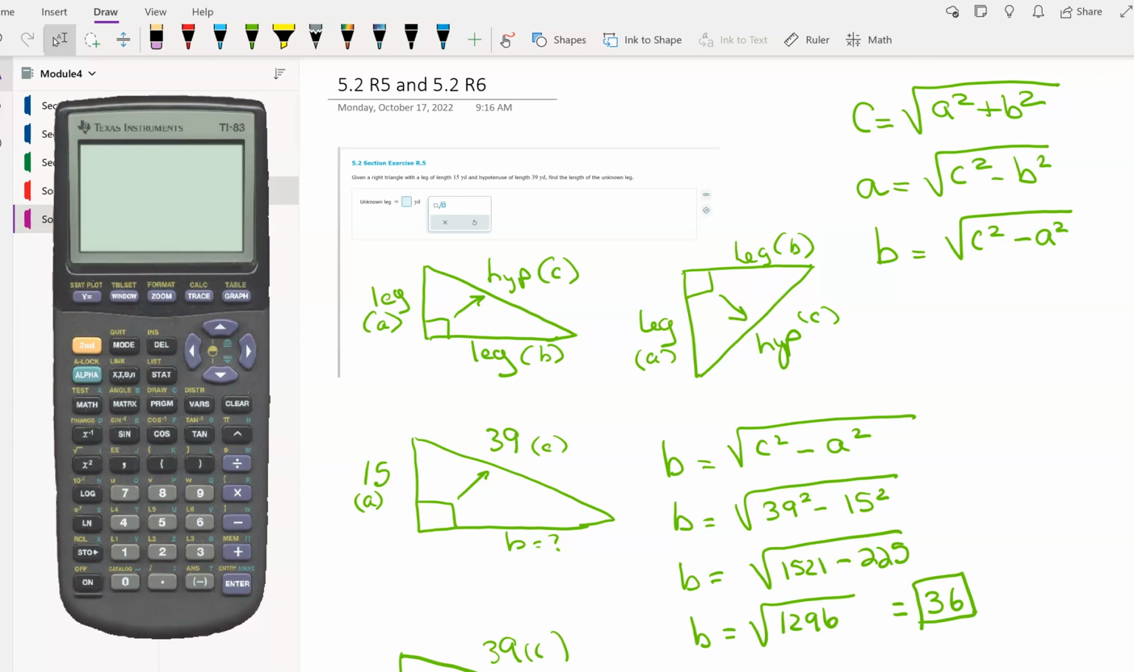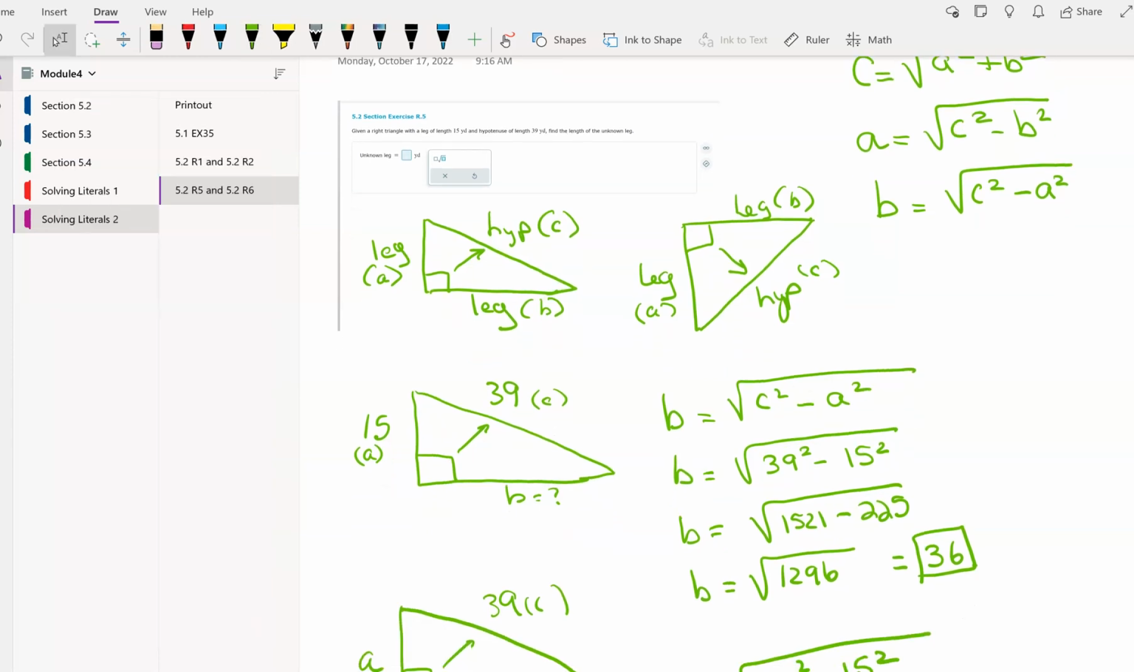So the hypotenuse is equal to the square root of a squared plus b squared. I would square the leg A, square the leg B, add them up, and then take the square root, and I would get the hypotenuse. If I'm looking for a leg, if I'm looking for A, it would be c squared minus b squared, square root. If I'm looking for B, it would be c squared minus a squared, square root.